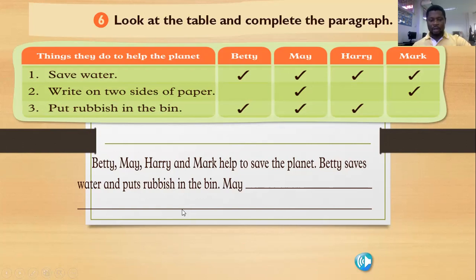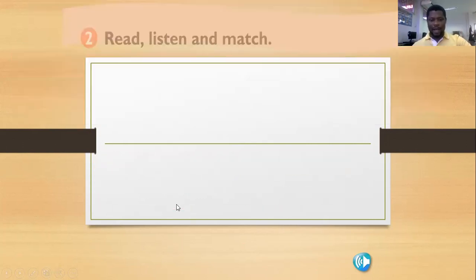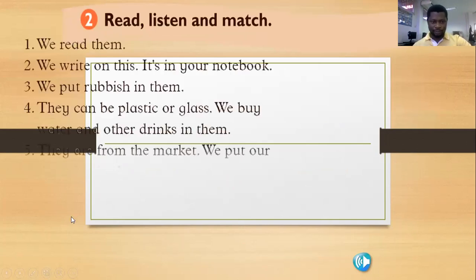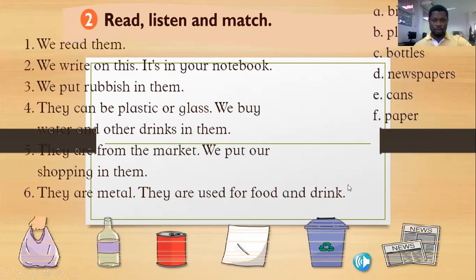Okay. With that, we move to our next slide. Here we have these objects: bins, plastic bags, bottles, newspapers, cans, paper. Now read, listen, and match. So let's listen and match.